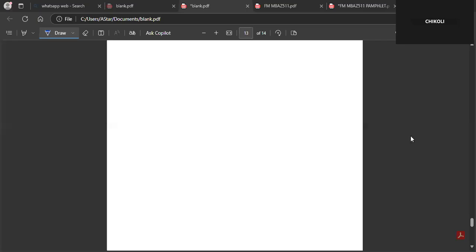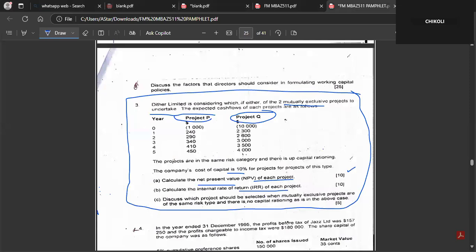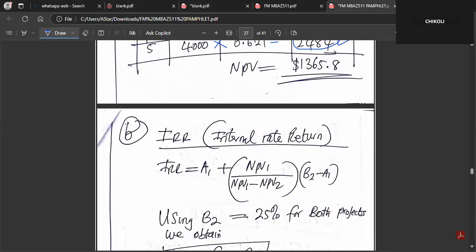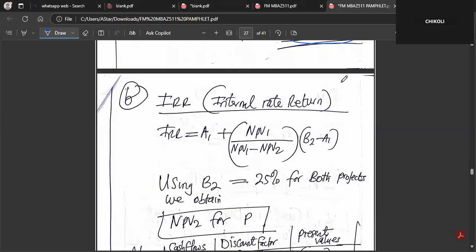Okay, so this is what is happening there. Now we can go for the other one. For project Q, we found the NPV for Q, which is 1,365.8. I'm sure you are able to see this one also. Is that clear? Yes, it's great.